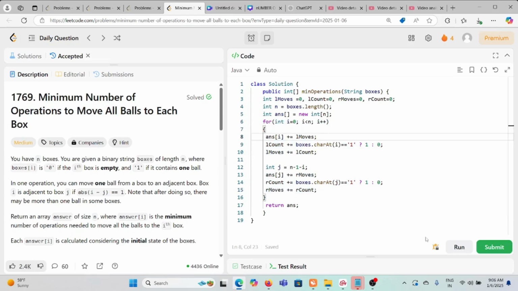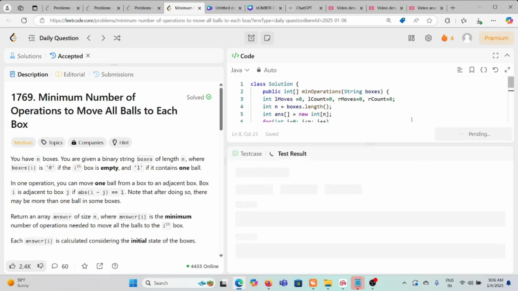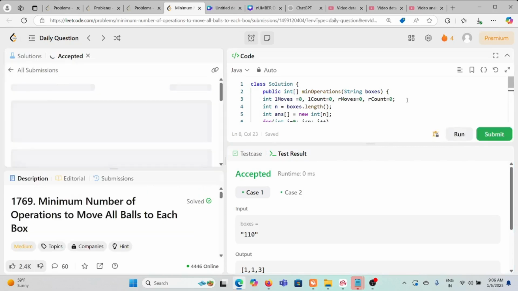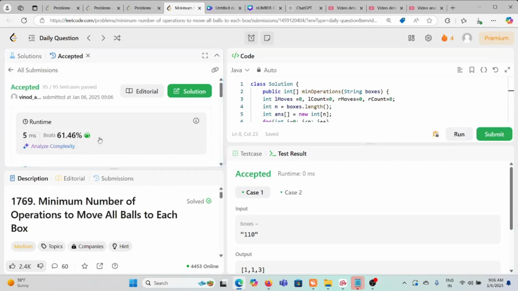So let me execute my code here. I am executing my code. Yeah, let me try to submit it. So anyway, here we are taking single pass time complexity. It is 61.64%. So it's a single pass time complexity.